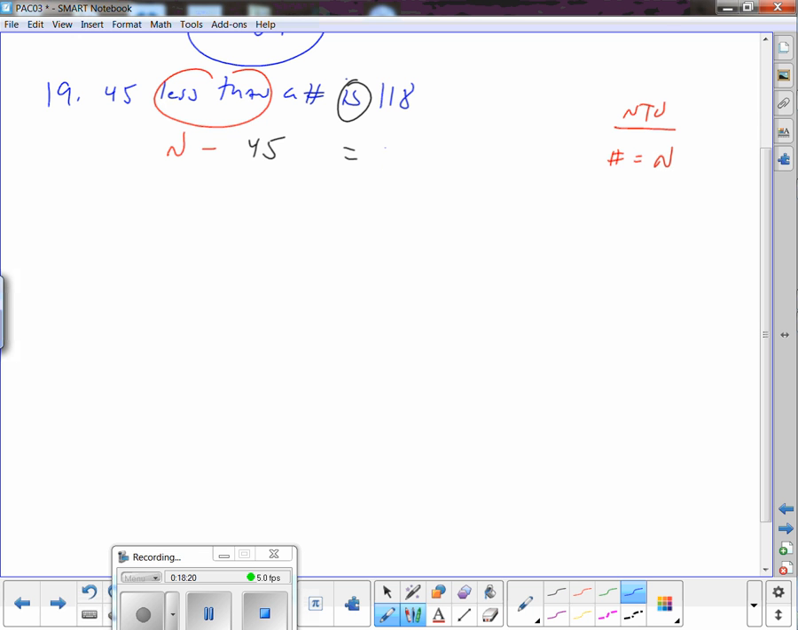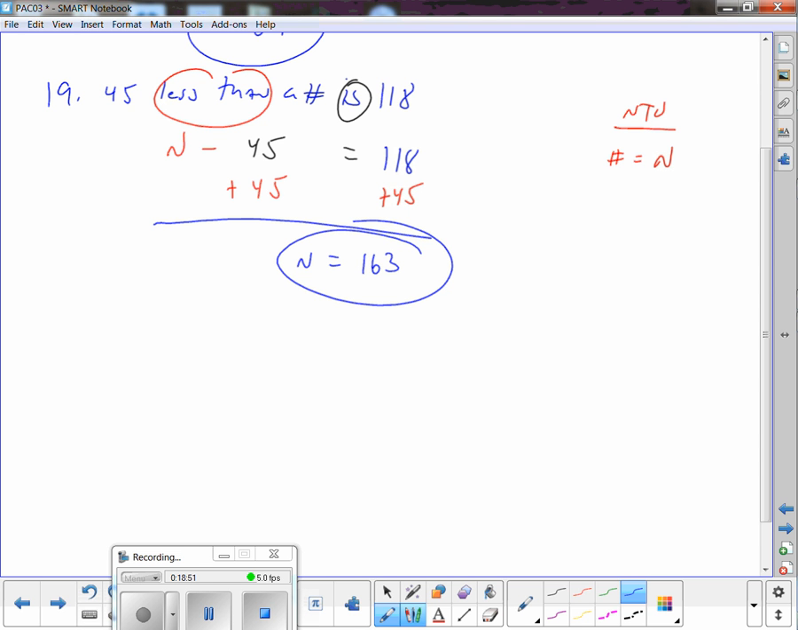So here's another one, where it's got to be n minus 45. How many had n minus 45? Because again, that's how you got to do the less than. Okay, so now to solve, add the opposite of a negative 45. So I'm going to add a positive 45 to both sides. When I do that, the left-hand side is n plus 0, which is n. And hopefully you correctly said that is 163. That's the solution. 118 plus 45 is 163. Any questions on that, anybody?